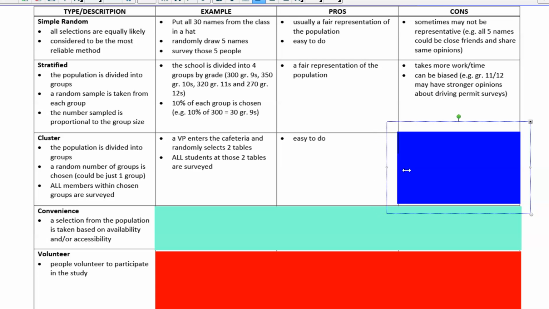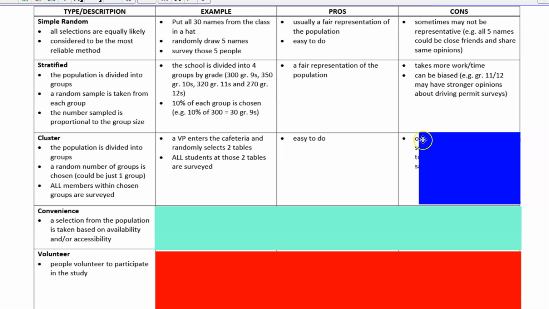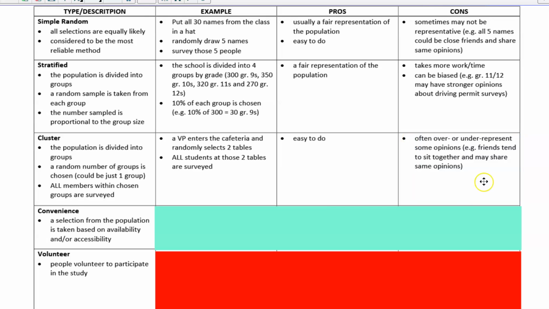This one is easier to do for sure, right? But again, it can often over or underrepresent some opinions, right? So you typically sit with your friends in the cafeteria, so it might overrepresent one group and underrepresent somebody else, right? So people that sit together typically share opinions on things, okay?